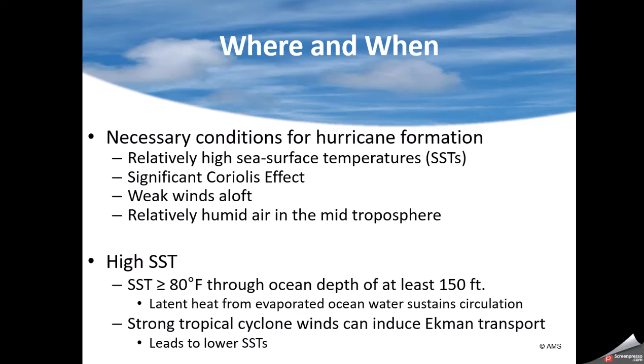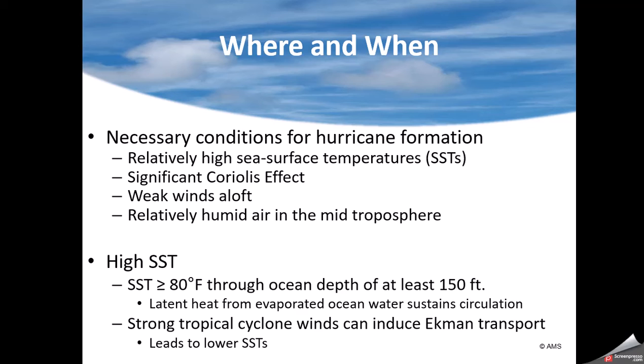One other thing you need is the Coriolis effect and weak winds aloft. That Coriolis effect limits where tropical cyclones can form down to the equator. You would think they would form around the equator, since that might be the hottest place. But they don't. They actually have to form at least 5 degrees north, because they need the Coriolis effect, or 5 degrees south.